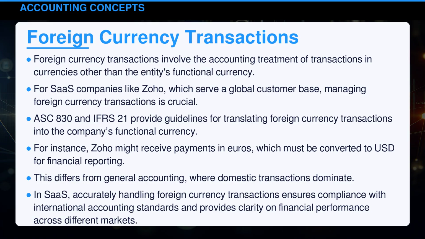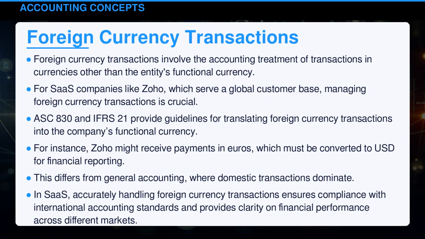Foreign currency transactions involve the accounting treatment of transactions in currencies other than the entity's functional currency. For SaaS companies like Zoho, which serve a global customer base, managing foreign currency transactions is crucial. ASC 830 and International Financial Reporting Standards 21 provide guidelines for translating foreign currency transactions into the company's functional currency. For instance, Zoho might receive payments in euros, which must be converted to USD for financial reporting. This differs from general accounting, where domestic transactions dominate.